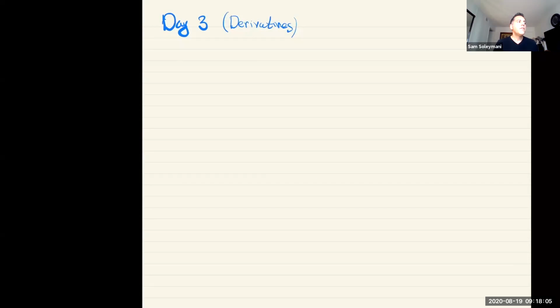So what do we know about the derivative? The derivative of a function, we all know, in its interpretation is the slope of the tangent line to that function. Okay, so let's remind you of the drawing.